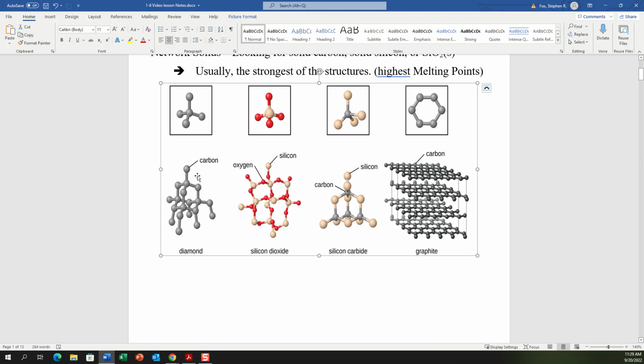The reason why diamond's so hard is if I push on this carbon right here, I'm really pushing against all the carbons in the structure. And so I push on that carbon here, all the carbons in the structure push back. That's why diamond's so hard.